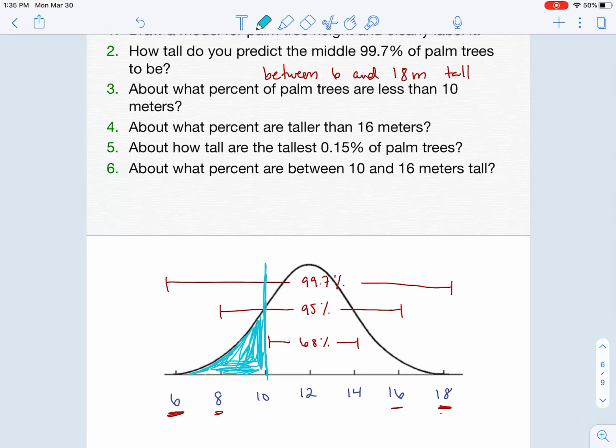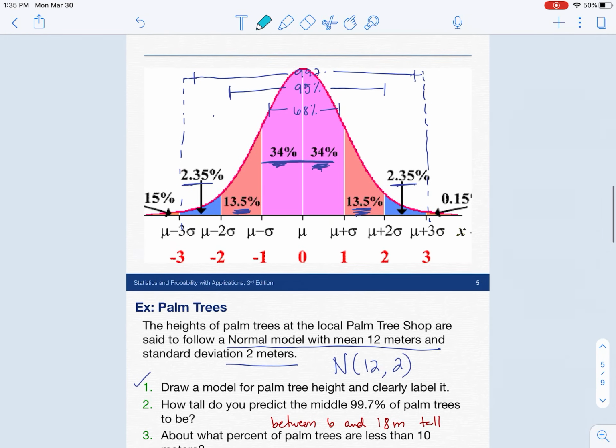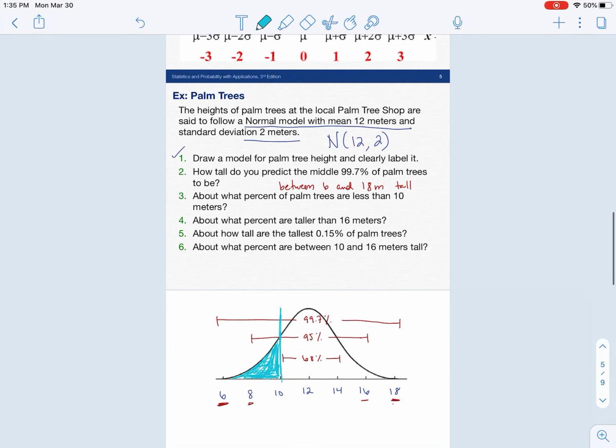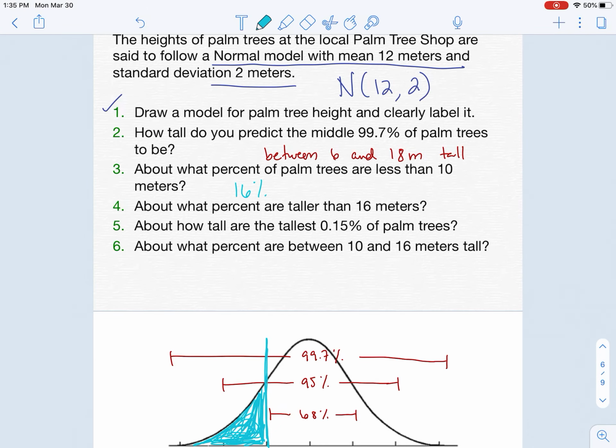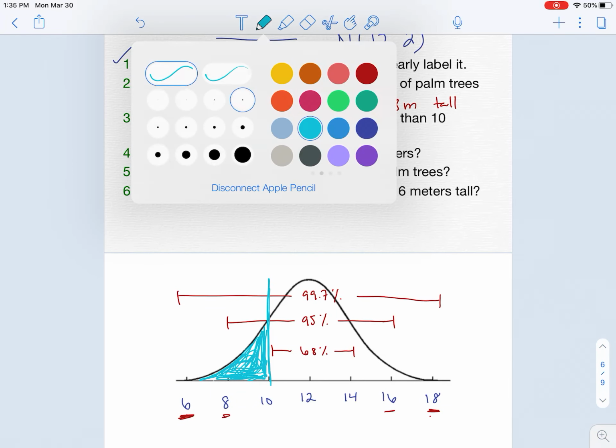What percentage is that? I can do that a couple different ways. First of all, I can use my eyes to estimate. That is less than half. It's definitely less than half. The other thing I can do is I can use these charts up here. It's 1 standard deviation below the mean. I could add up those 3 numbers right here, 13.5, 2.35%, and 0.15%. The answer is 16%.